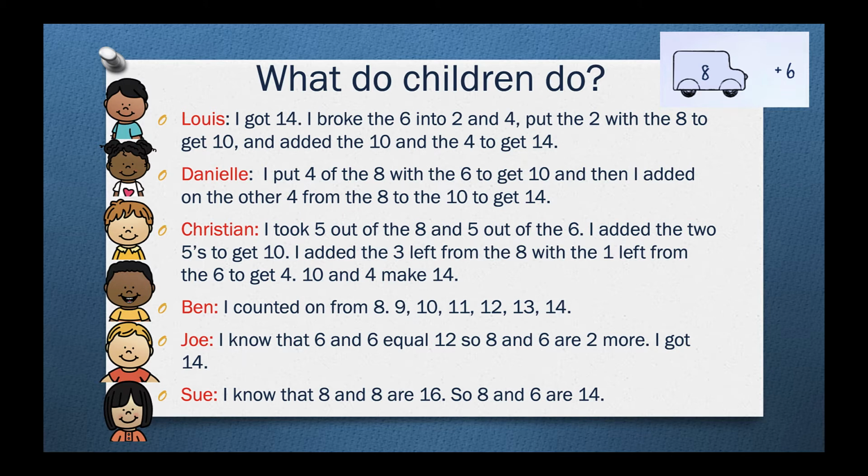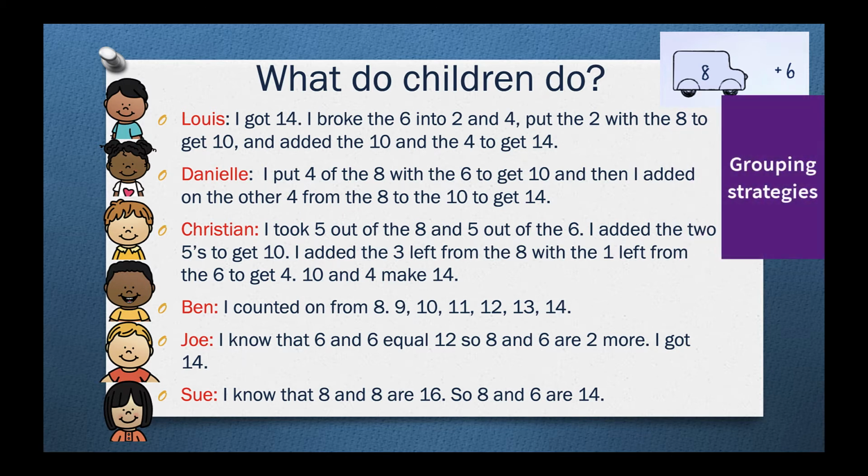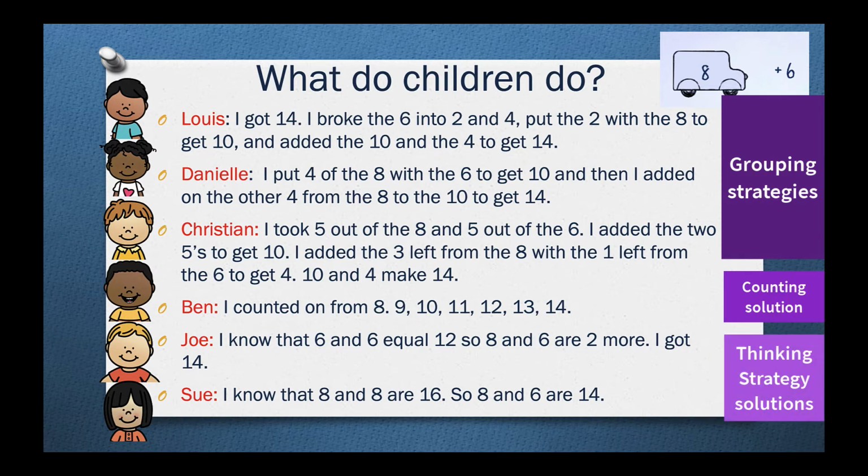The first 3 children used grouping strategies. In each case, the child partitioned the numbers and recombined them in efficient ways. Ben's solution is a counting solution. The last 2 solutions are thinking strategy solutions. Of course, it is possible that only some of these solutions might be offered when the task is posed. For purposes of our discussion here, we will act as if all of them have been given. We look at the solutions one by one to consider notation the teacher might use during the class discussion to record the child's reasoning and to consider various aspects of how the overall discussion might proceed.